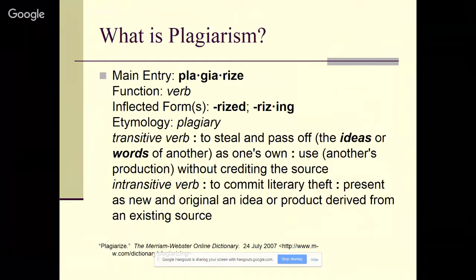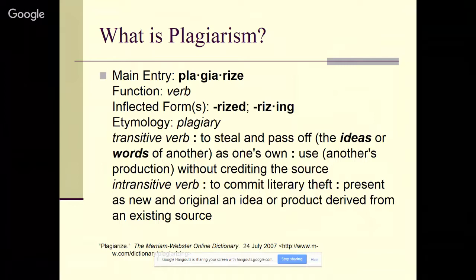So I know if you're watching this in English 101, the definition chapter of your book tells you not to start with the dictionary definition, but I'm going to go against the grain anyway. Definition of plagiarism: to steal and pass off the ideas or words of another as one's own. To use another's production without crediting the source. Notice that I put in bold ideas or words of another.